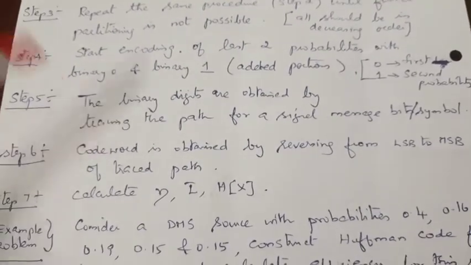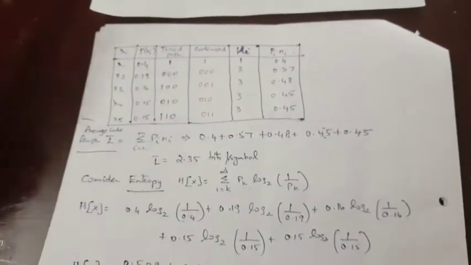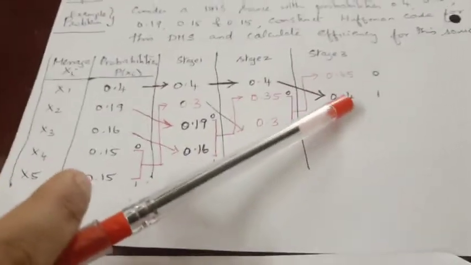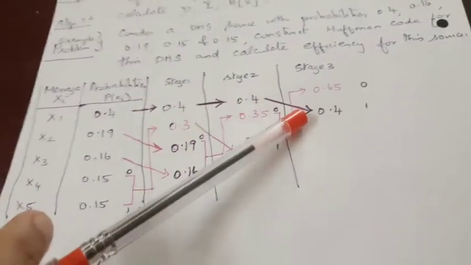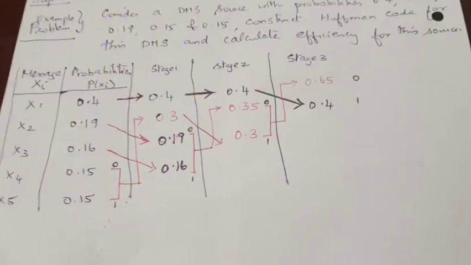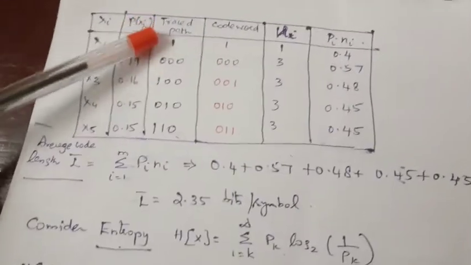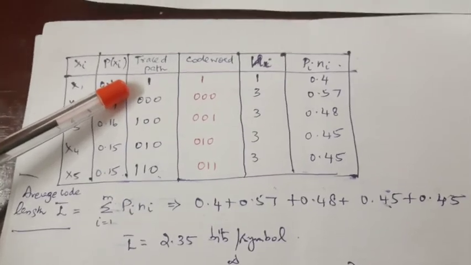How to trace the path? So for tracing of the path, we will take the probability 0.4. What is the tracing path? Only 1. See the path. There is only bit 1. After that there is no bit. So 0.4 is given as 1. The traced path is 1.